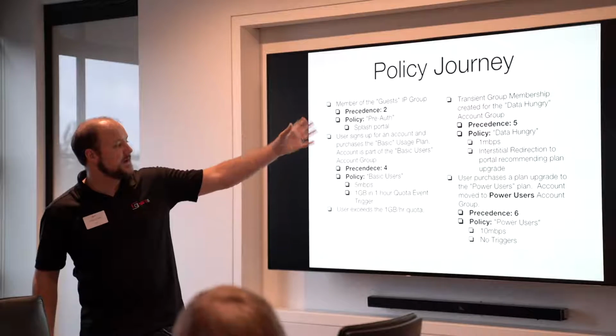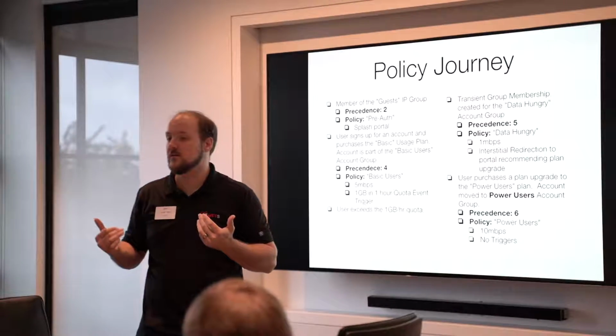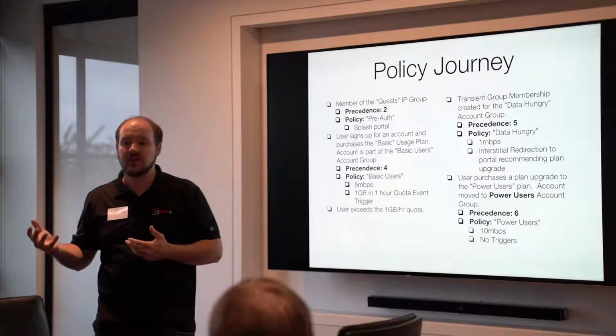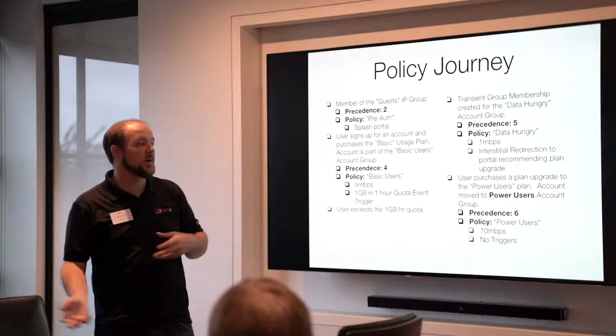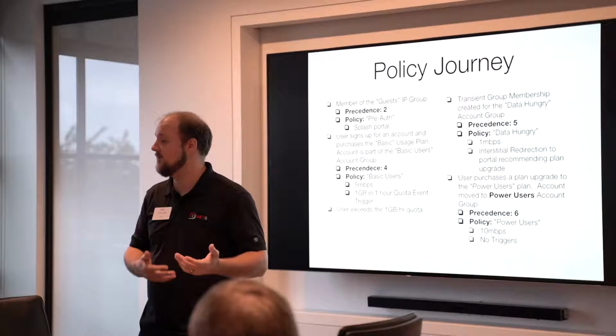So for our data-hungry policy, we can say slow the user's traffic down. Maybe we want to just give them 1 megabit per second. We also have the ability to do things like bring them to a web page that allows them to update and purchase a faster plan.